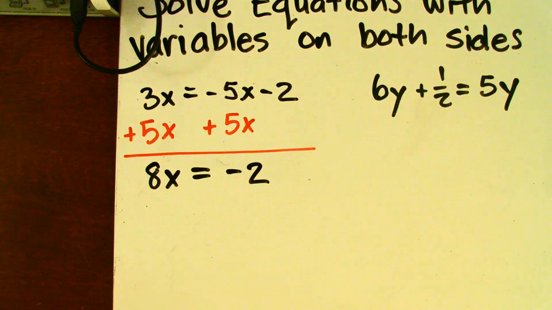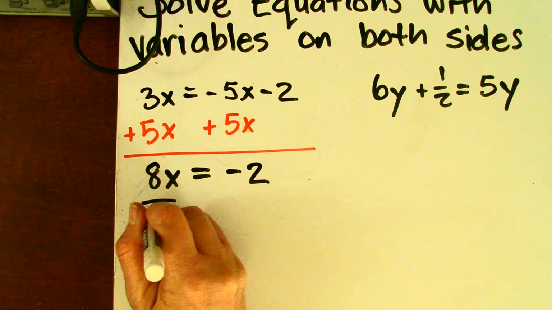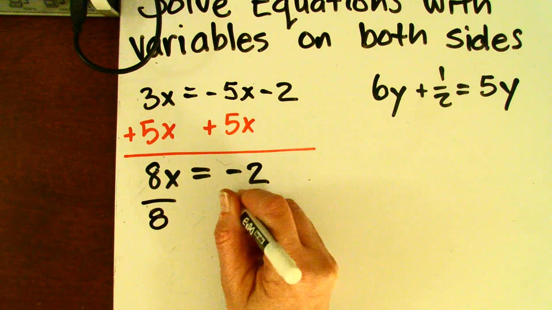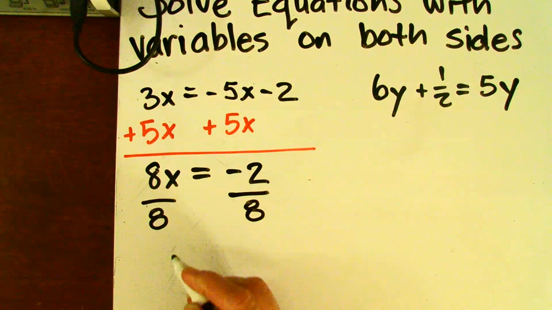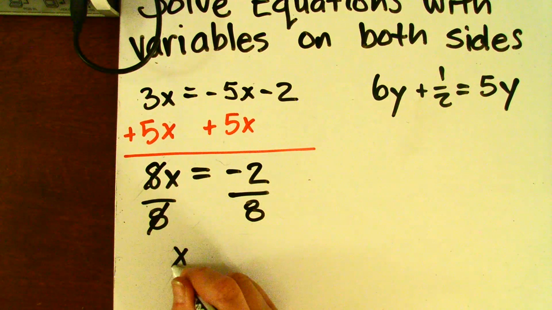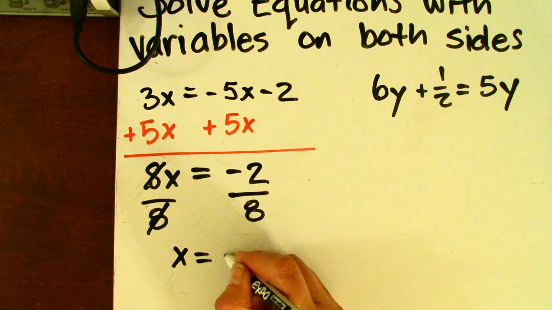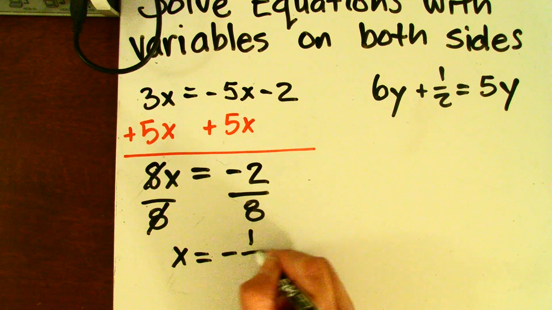We're not quite ready to know what x is. We need to now divide by 8 on both sides. When I divide by 8, this will cancel. I'm left with x. And if I simplify this, I'll have negative 1/4.